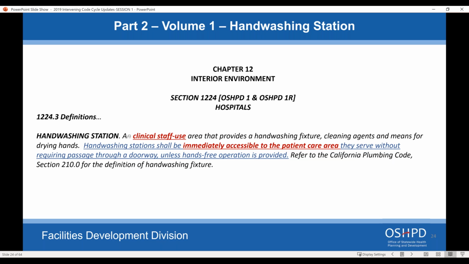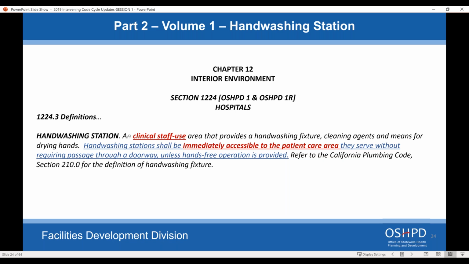Still under definitions, a hand washing station is basically a clinical staff use area. It provides hand washing fixture, cleaning agents, and means for drying hands. So basically a station has the sink or the lav, the cleaning soap and the paper towels, whatever. The whole unit is considered a station.